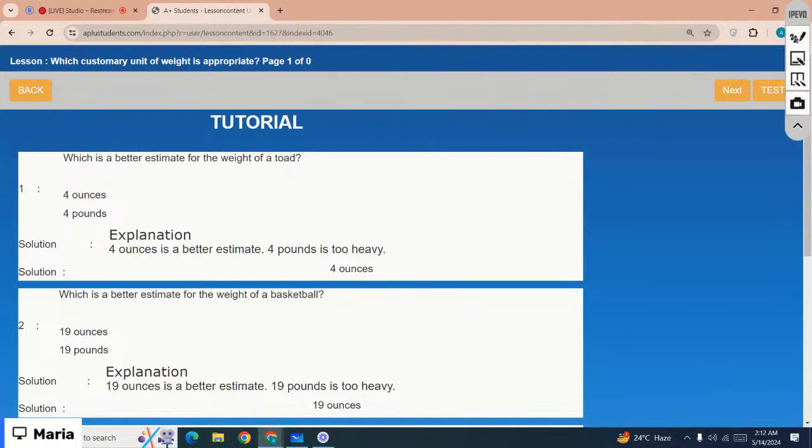Which is a better estimate for the weight of a basketball, 19 ounces or 19 pounds. So that is just the weight of the basketball, right? So 19 pounds is too much for the basketball. That would be 19 ounces. Let's just start with the test questions.